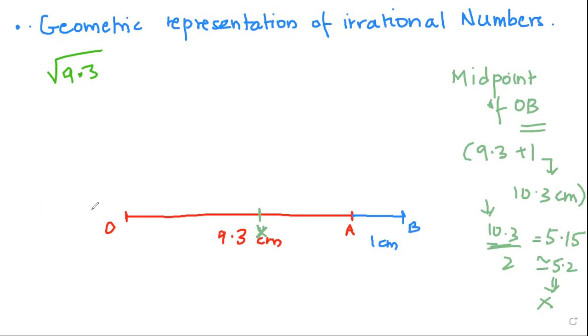Everybody done till here? Okay, now take your compass. Take your compass and take your radius as OX, which is nothing but 5.2.